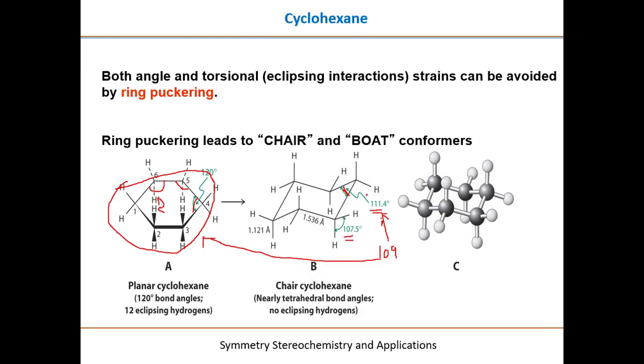So here angle strain is minimized, and the second factor is torsional strain. Here you can see the hydrogen-hydrogen interaction is also reduced, so torsional strain is also minimized. We can avoid these two strains. This is the 3D image of cyclohexane after ring puckering.